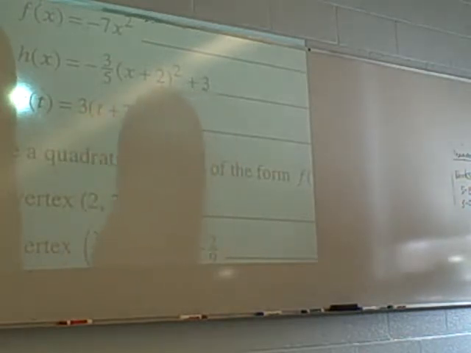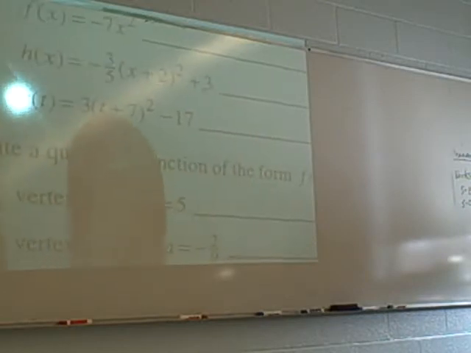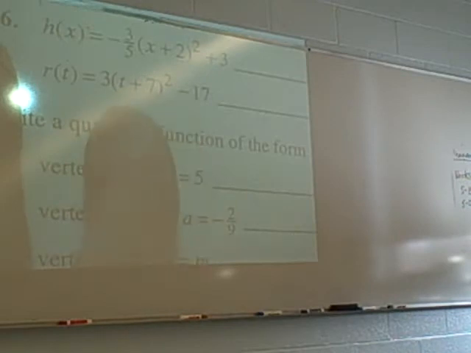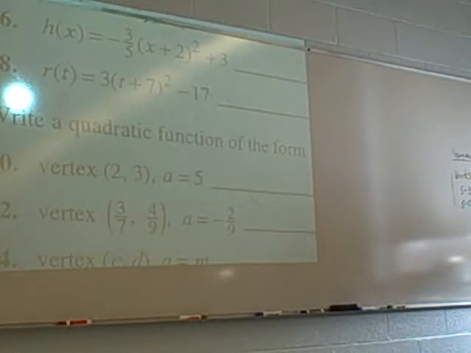And what are the coordinates of the vertex? -2. Okay, so I know that the vertex is going to be at -2 and 3. Okay, and this one is going to be positive. I know that it's going to be steeper, and because it's facing this way, it's going to have a minimum, and the minimum is going to be at -7 and -17. Okay, so you can see what we're doing, and you can see the value of HK form.